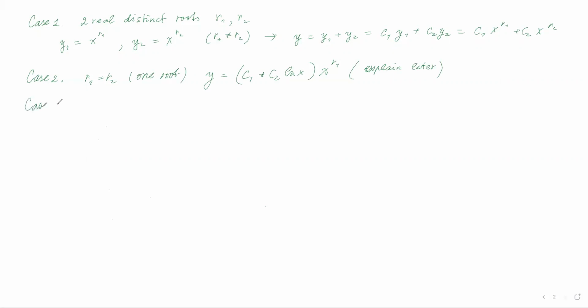And case 3, complex roots. I'm going to use notation lambda plus minus i mu. In this book, they are using alpha and beta. But I'm afraid that if I start using alpha and beta, eventually I turn back to lambda and mu. So when we have two conjugate roots, they're going to have a real part and imaginary part. Real part is lambda and imaginary part is mu. So how are my solutions going to look? Well, y1 is going to look like x to the power of lambda plus i mu. And y2 is going to look like x to the power of lambda minus i mu.